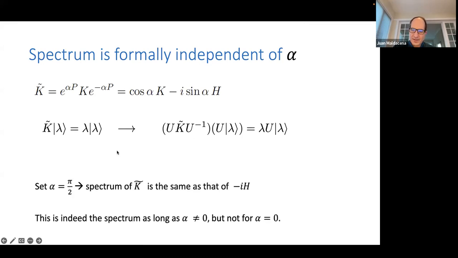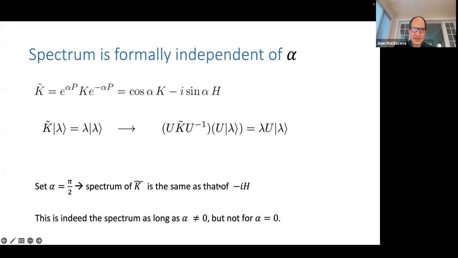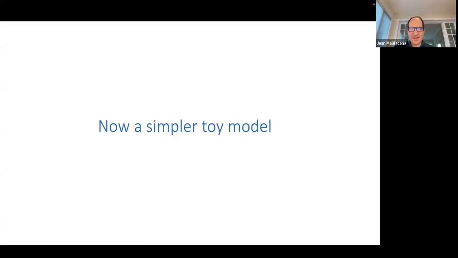In particular, if in the previous expression we set alpha equal to pi over 2, then this term vanishes and this term becomes 1. And so that implies that the spectrum of K tilde is the same as the spectrum of the global time Hamiltonian, and that's discrete, so that's iN. And this is indeed the spectrum as long as alpha is different from 0, but not for alpha equal to 0. For alpha equal to 0 is when we had the continuous spectrum.